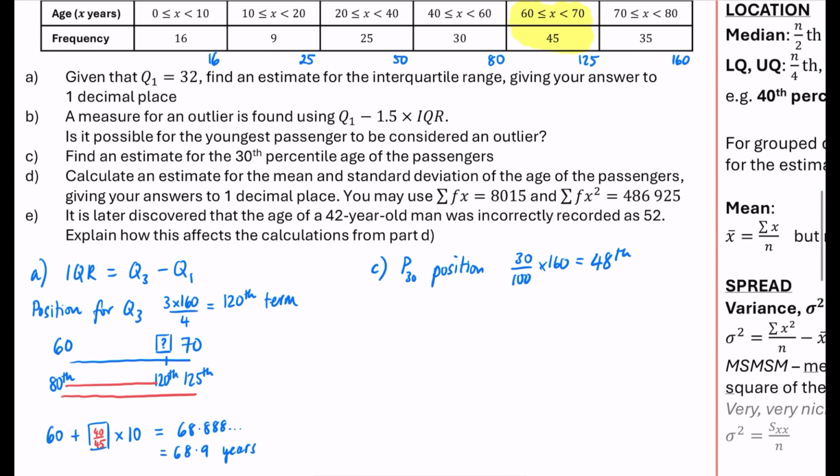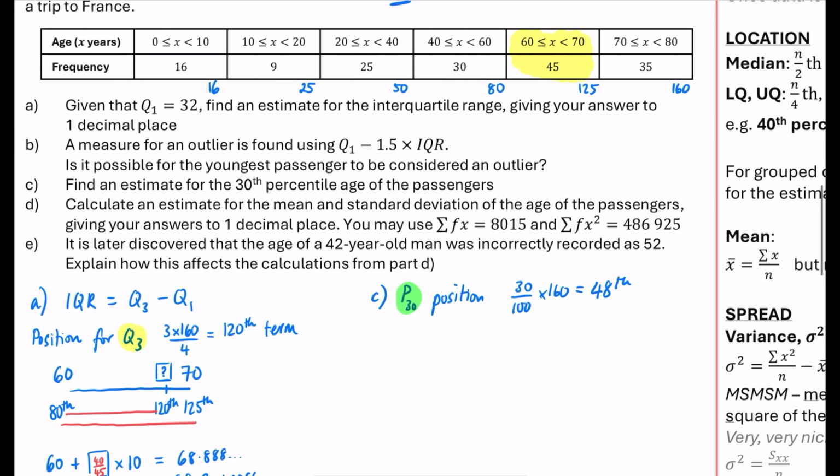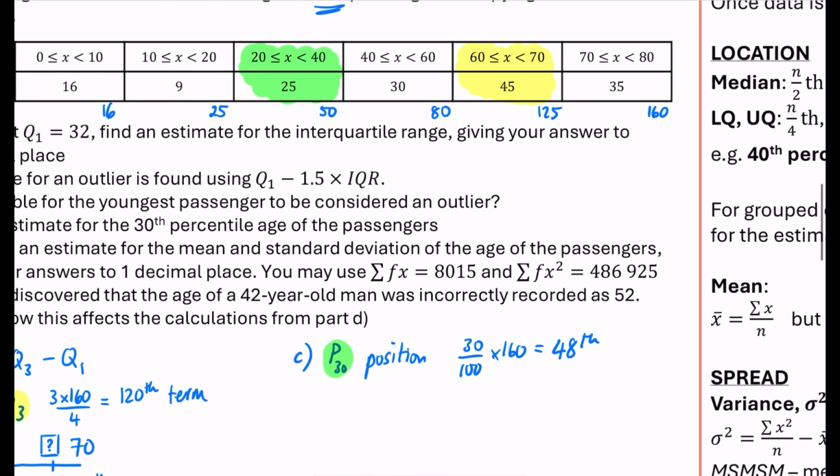Right, we're now going to try and figure out, this was for Q3, by the way, it was in yellow. We're now going to try and figure out for P30, where is the 48th? Well, this group here, I think, takes me from the 25th to the 50th. So I think this group here is where the 48th is going to be. I'm going to do another example of interpolation because it's something people don't tend to like very much.